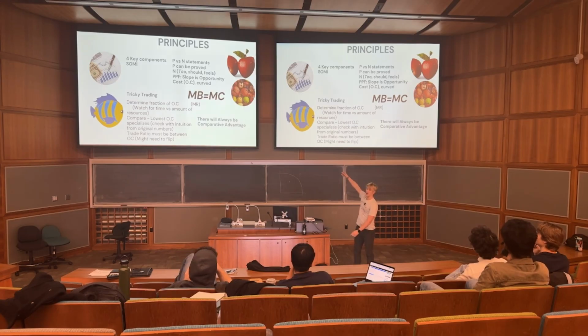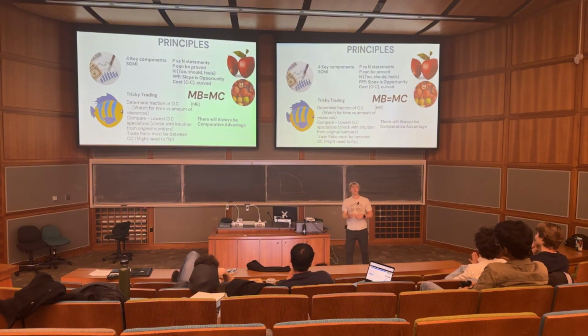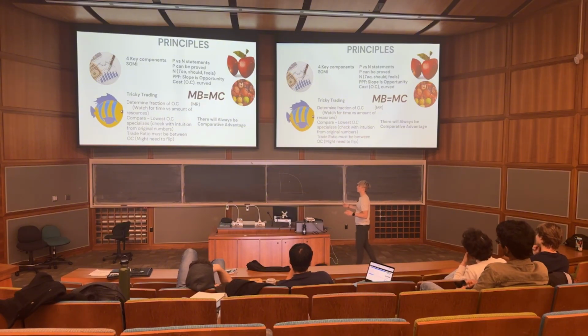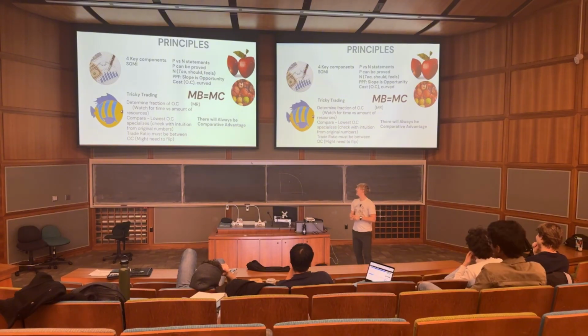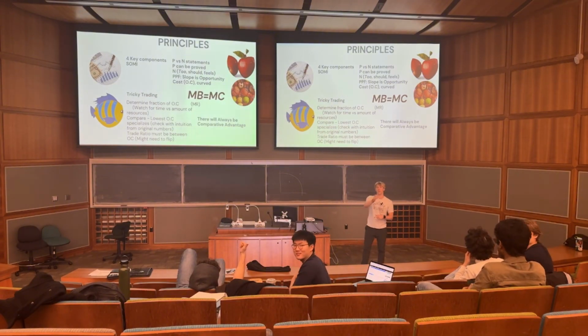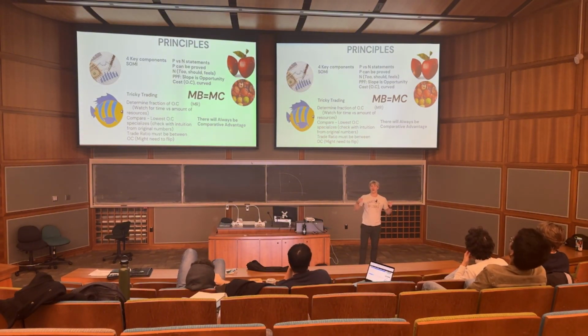Now, tricky trading, right? You have different opportunity costs. You got to find out when to trade. These are kind of the steps to go. So first, you got to determine a fraction of the opportunity cost, and then you also got to watch out for whether they're giving you time, so let's say it takes you 5 hours to make a plane, or they're giving you resources, so let's say you can make 5 planes or 10 trains. Make sure you understand the differences between those and how to calculate those opportunity costs. And then you're going to compare the lowest opportunity cost. The lowest opportunity cost is the one that will be specializing in that item.